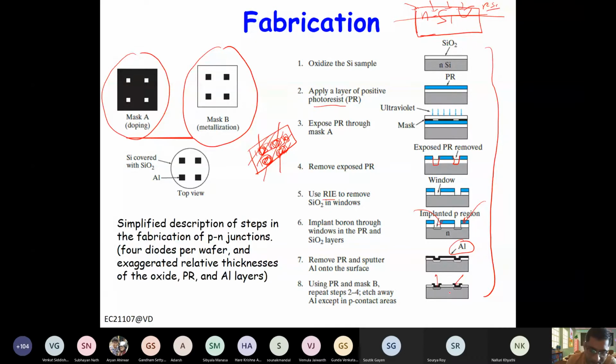So you see here, this is a simplified description of steps in fabrication of a PN junction. There are 4 diodes per wafer, and of course these diamonds are not to scale. They are a little exaggerated. Now if you notice here, there are actually only a few processes, right? One process is oxidation, another is etching, another is photolithography, another is doping, here is ion implantation, then another process called metallization, right? So these are a few processes which are repeated.